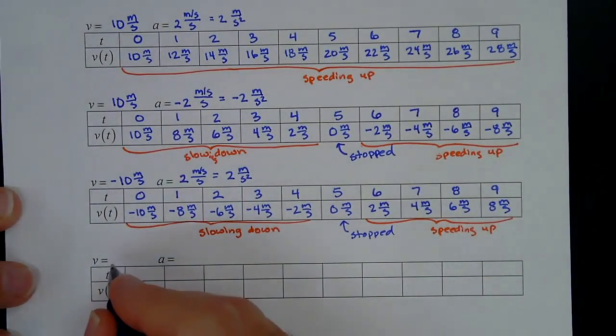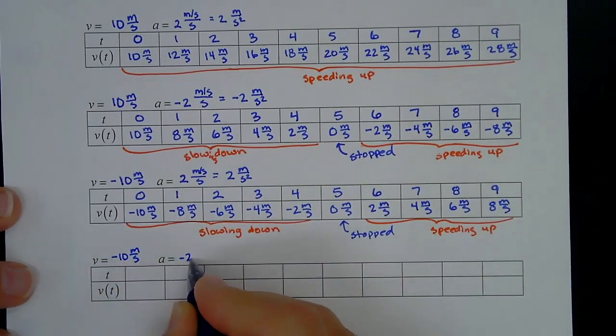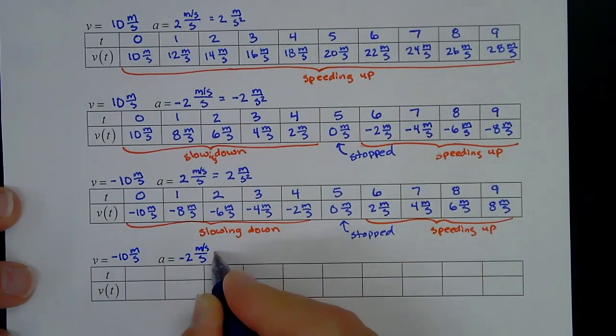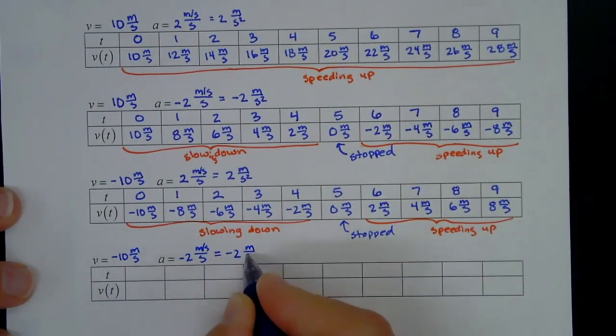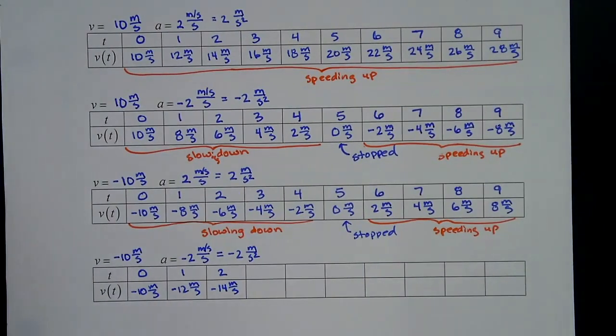All right, last one. Velocity is negative 10 meters per second. The acceleration is negative 2 meters per second, or negative 2 meters per second squared. At time 0, we're at negative 10 meters per second. 1 second later, we're at negative 12 meters per second. 1 second later, we're at negative 14 meters per second. Because we have a negative velocity and we're removing 2 meters per second each second, when you have a negative value and you're removing, you just become more negative. You get more in debt, okay?